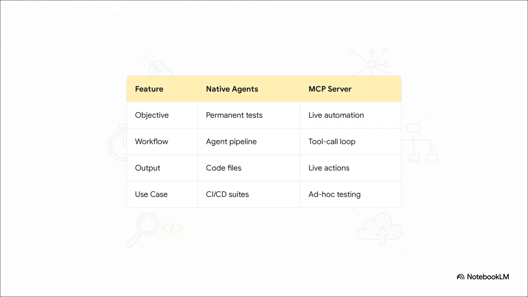The core workflow for agents is that incredible planner to generator to healer pipeline. For MCP, it's a live tool call loop where the AI takes an action and immediately gets a snapshot back. The output for agents is actual code, markdown, and TypeScript files. The output for MCP is live actions, scraped data, or screenshots. The locator strategy for agents uses stable accessibility-based TypeScript locators, while MCP relies on those dynamic short reference IDs for speed. So ultimately, use native agents for automated QA and self-healing CI/CD regressions, and use MCP for ad hoc testing, exploratory automation, and powering your AI coding assistants.